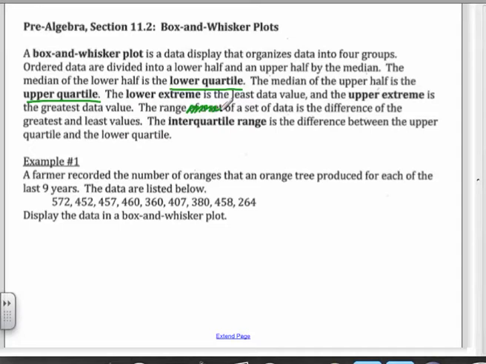The range of a set of data is the difference between the greatest and the least values. Now, we'll talk about this in a bit. The interquartile range is the difference between the upper quartile and the lower quartile. And you guys are going, what is he talking about? And I'm going to show you.